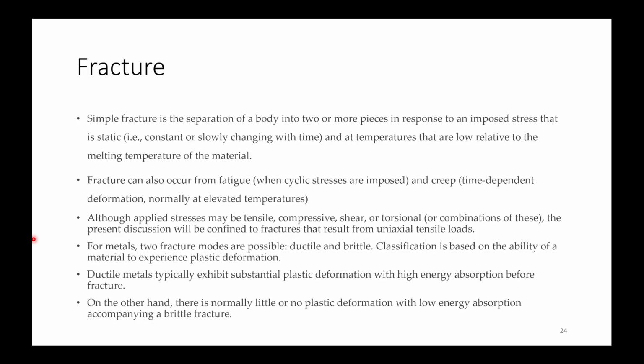For metals, two fracture modes are possible. They can be either ductile or brittle. Now this classification is based on the ability of a material to experience plastic deformation. Ductile metals typically exhibit substantial plastic deformation with high energy absorption before fracture, which is your toughness of the material. On the other hand, there is normally little or no plastic deformation with low energy absorption accompanying a brittle fracture.